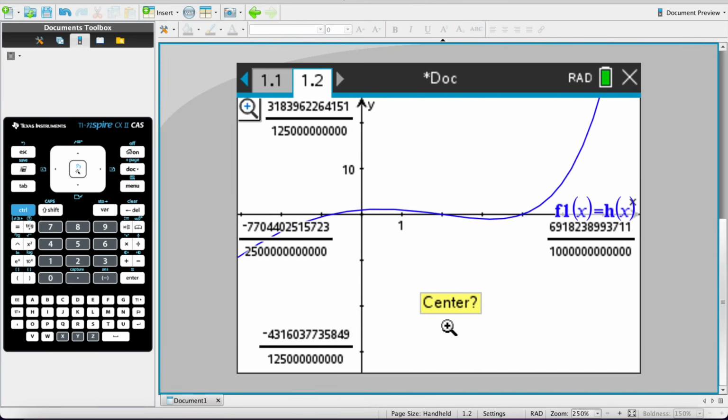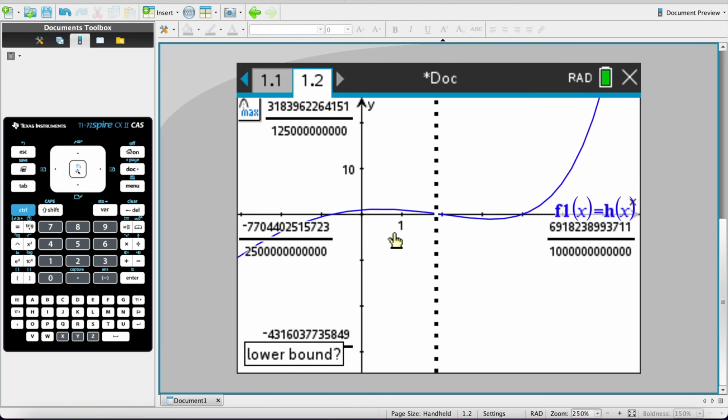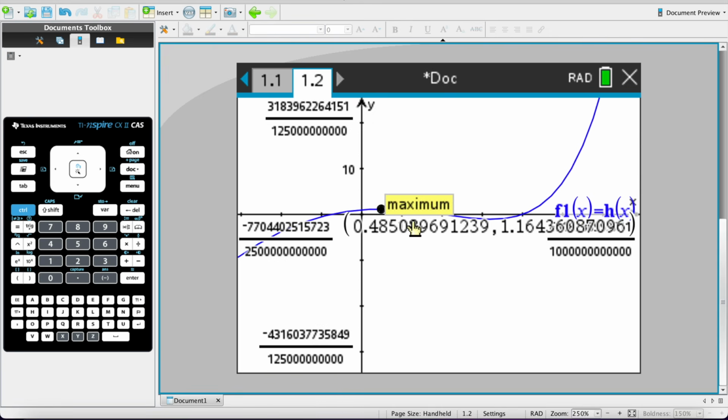So that would be just from here all the way down, and then after that, that's it. So what we need to do is just find the stationary points. It's 2 decimal places, so we can just do it right here. You can do menu, analyze graph, maximum, and that's that. And then I'll move that one out of the way.